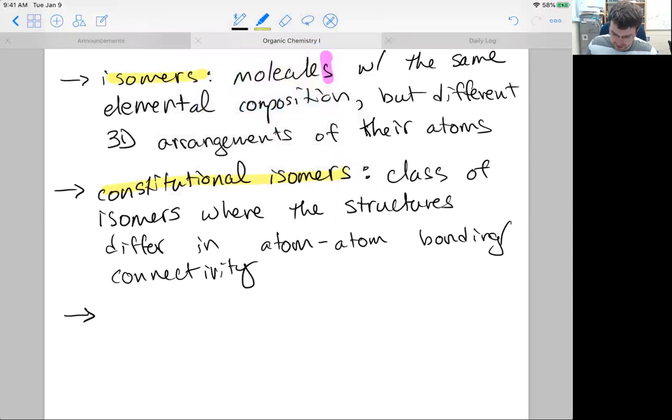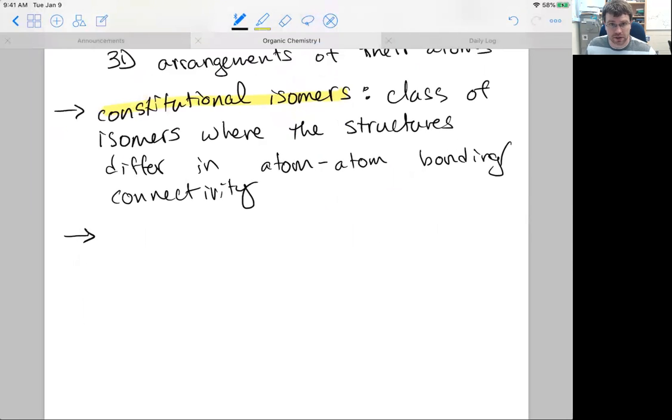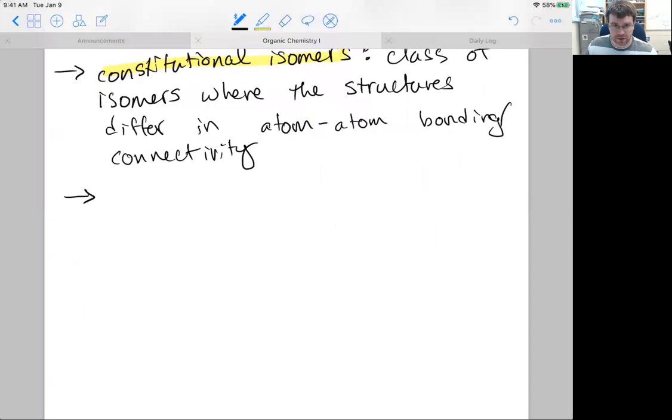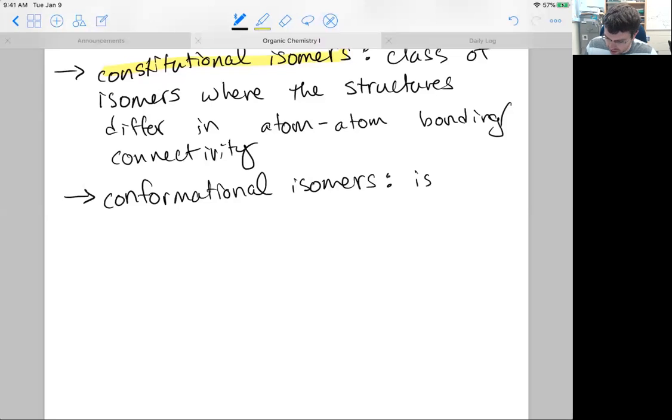But I said we were going to get into a new type of isomerism or class of isomers called conformational isomers. So I'm going to truncate the definition. I'm not going to use the words same elemental composition over and over again. Instead, I'm just going to say these are isomers. So when I say isomers, I mean at least a pair of molecules with the same elemental composition.